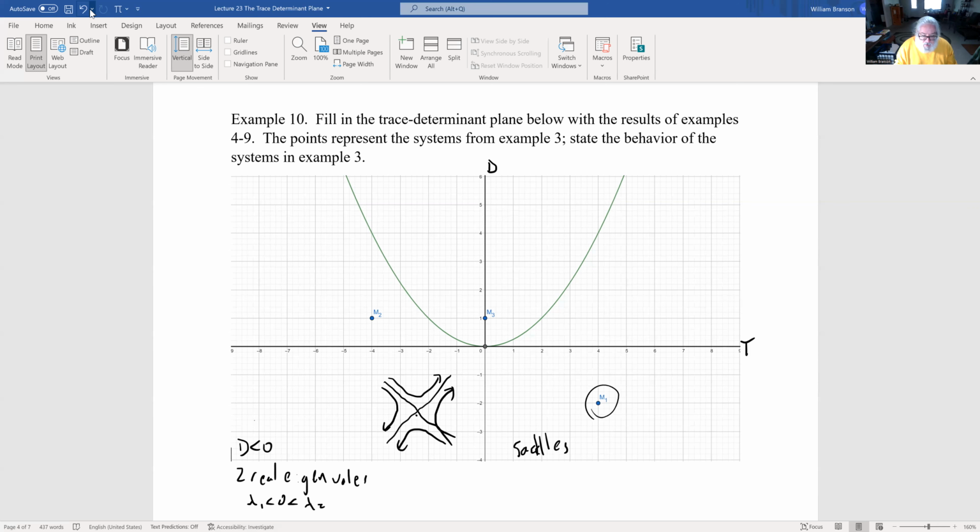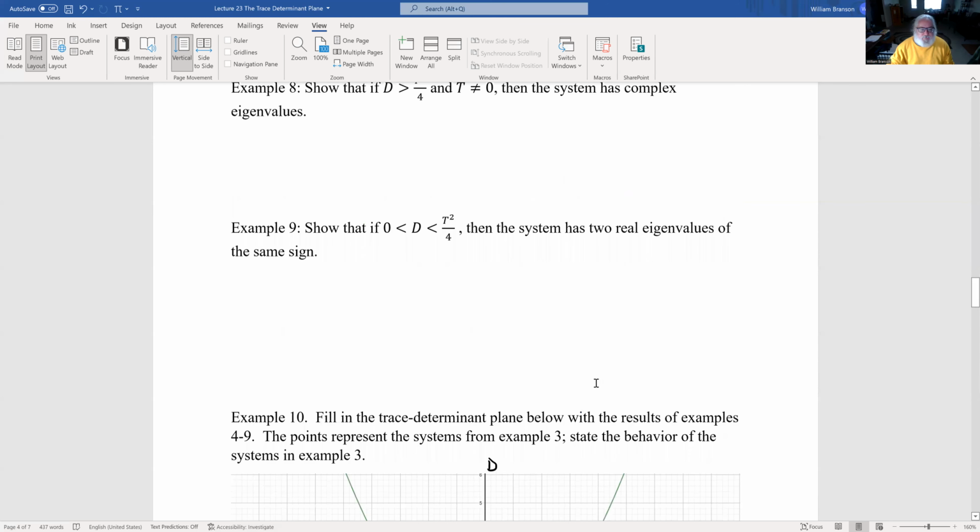So our matrix M1, back from example 2 or 3 up there, just by knowing that it's below the t-axis, we know that it's a saddle. It'll have one positive and one negative eigenvalue. And we know what the behavior of that system is. We don't know exactly where the eigenvectors are, but we know what the behavior is.